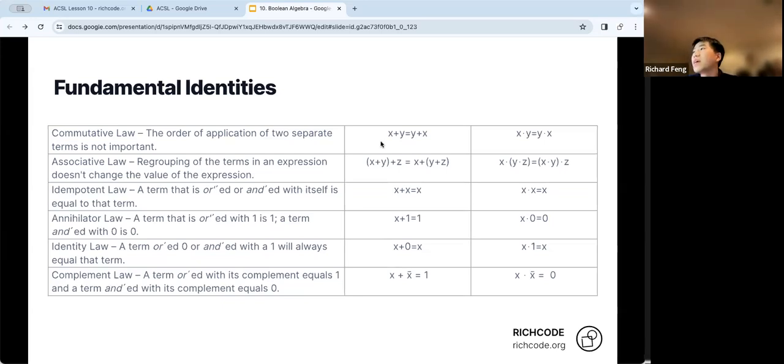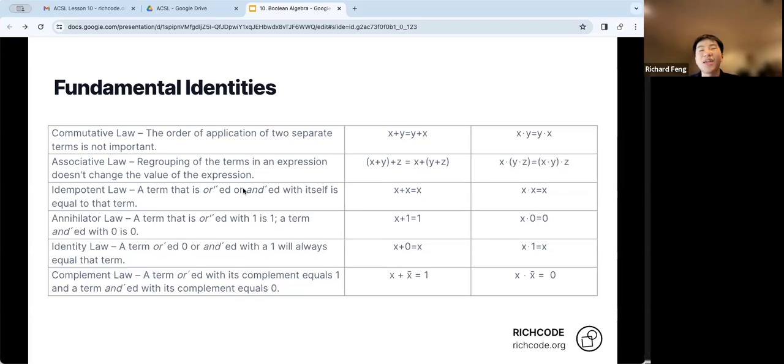So this states that the order of application of two separate terms is not important. So basically, x or y is the same thing as y or x. X and y is the same thing as y and x. So we can switch the terms on either side of the operator and you will still get the same result. So this is similar to the commutative law in fundamental algebra. It just states that the order doesn't matter.